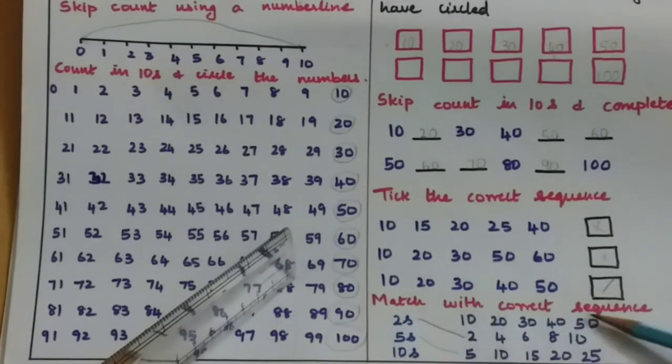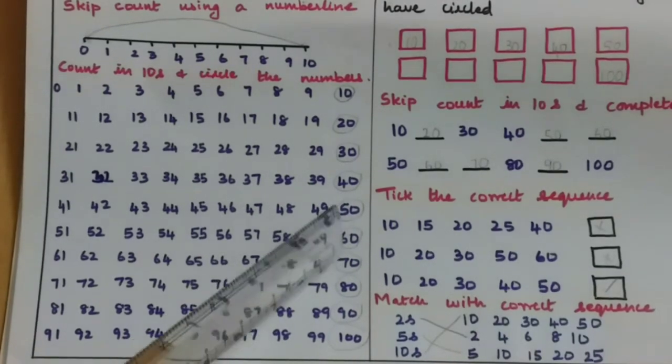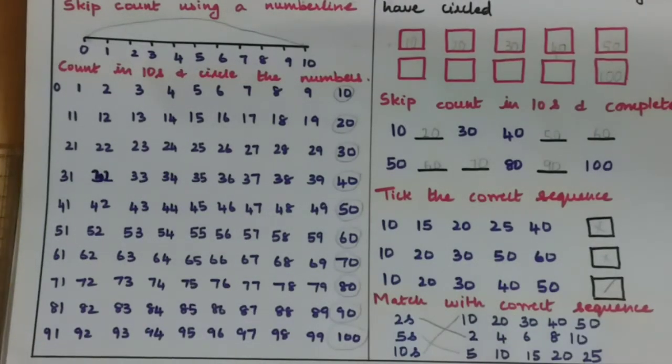So the child should be able to differentiate between skip counting in 2s, 5s and 10s and identify the correct sequence and match them. So when the child does this correctly, you can be sure that the child is clear with the concept of skip counting and you can move to the next concept in maths easily.